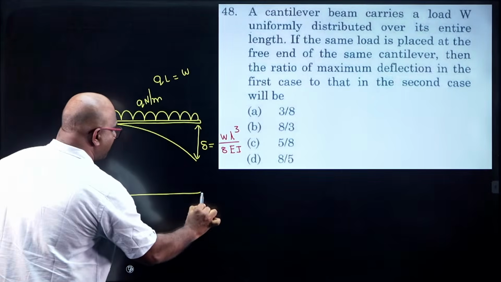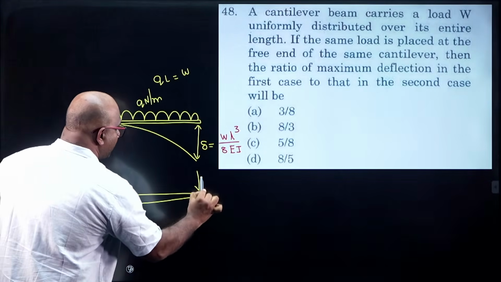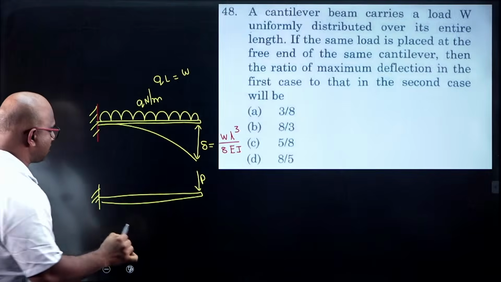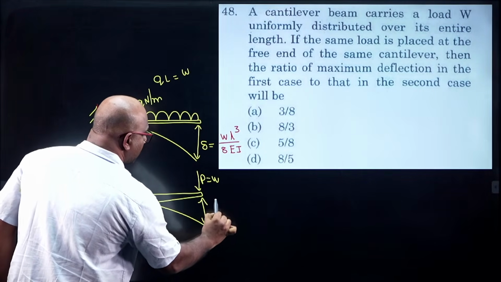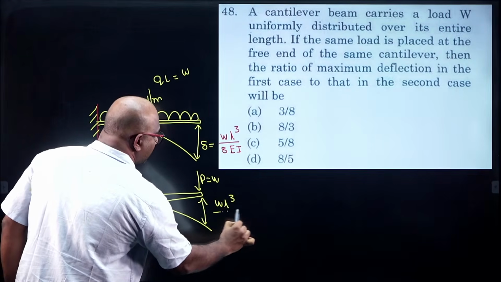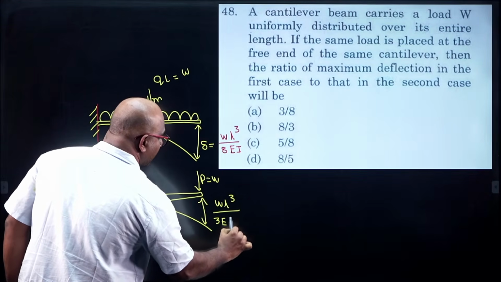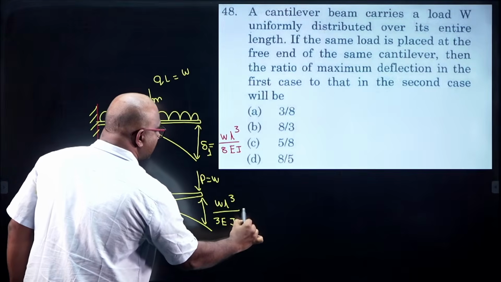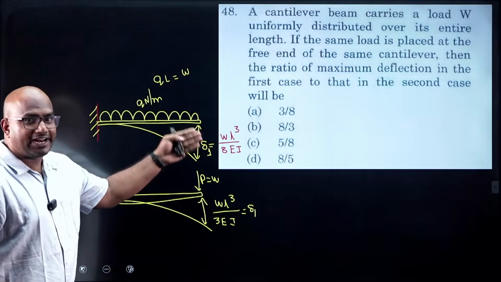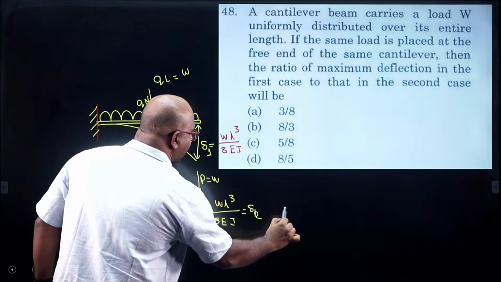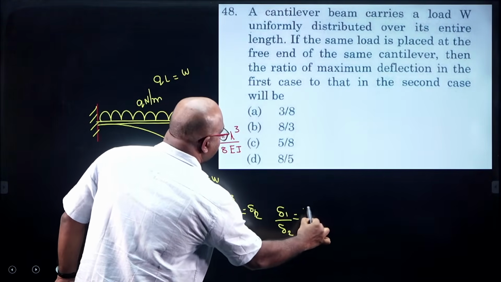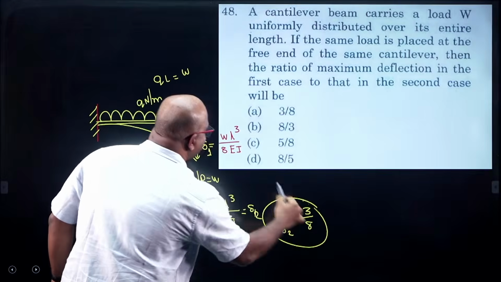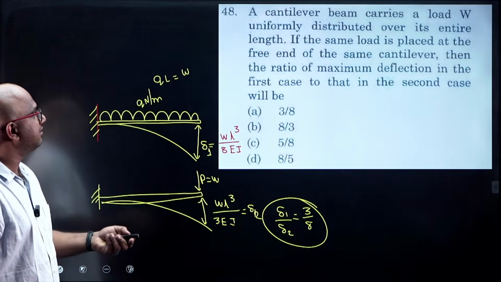Now what is the second part he has given? Same thing, he is applying a point load now. When you apply a point load W, what is the deflection, guys? It should be W L cube by 3EI. This is delta 1, this is delta 2. What is the ratio of delta 1 by delta 2, guys? 3 by 8. The right answer here is option A, guys.